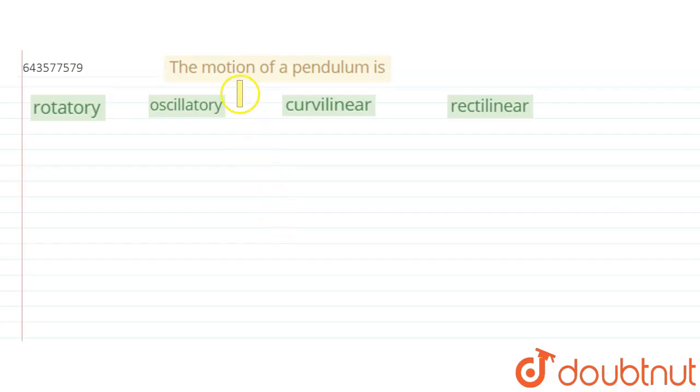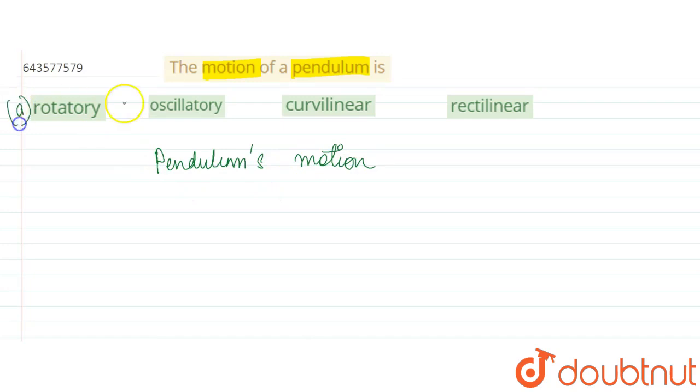We are given a multiple choice question, and the question says the motion of a pendulum is. So we have to determine the pendulum's motion, right? What type of motion is it? A, rotatory; B, oscillatory; C, curvilinear; or D, rectilinear? What type of motion is it?